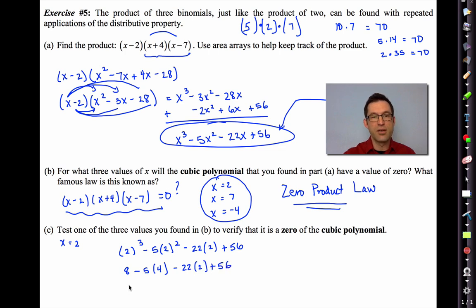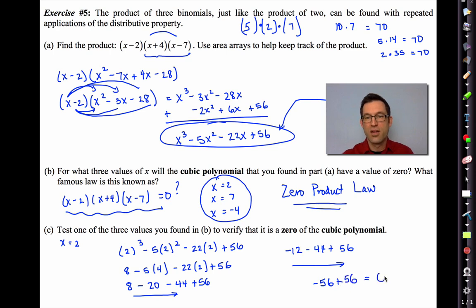We'll get 8 minus, oh, I'm getting near the bottom of the screen. All right, now I've got to just work my way this way. I'm going to get 8 minus 20, which is negative 12, minus 44. Whoops. That would help. Plus 56. Continuing to work this way, negative 12 minus 44 is negative 56. Plus 56 is 0. Remember, a zero is a value of x that makes an expression equal to 0. So therefore, the fact that we got 0 at the end is a good thing.